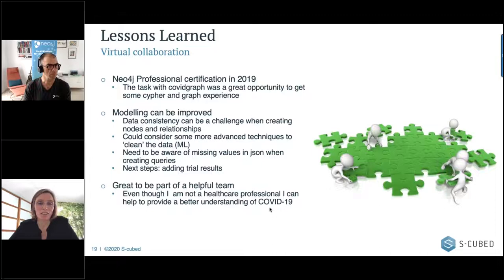Perhaps also a next step could be to try to use some machine learning, because the data is not that standardized in all the fields that we get back from the JSON. So pairing data and cleaning data using machine learning could be done. And we need to be aware of this missing value that I saw. The next step will then be to add the trial results, because right now there are a few studies that have results, which can also be interesting to have as part of the graph. So I realized that I was able to help, even though I'm a techie nerd. So with that, and a very short, speedy presentation, back to you, Rick.